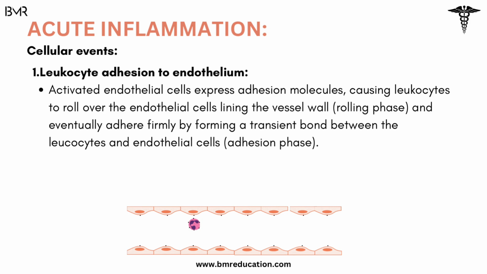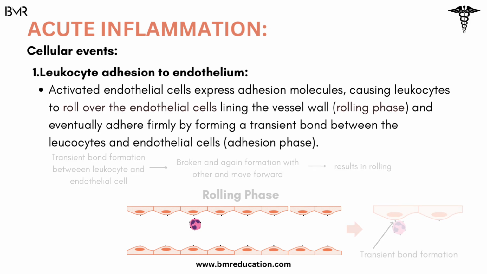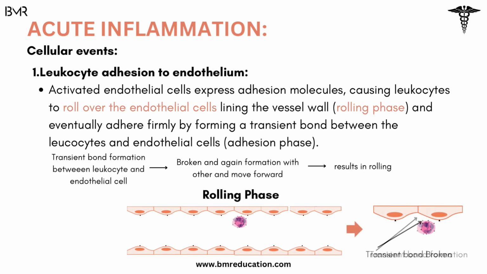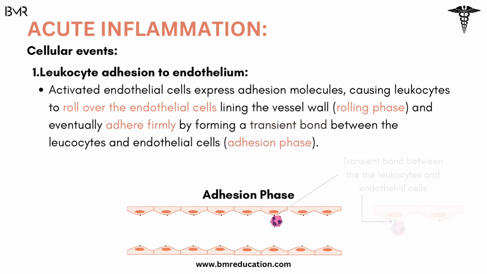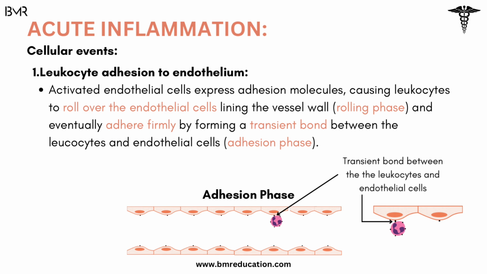Activated endothelial cells express adhesion molecules, causing leukocytes to roll over the endothelial cells lining the vessel wall, and this results in the rolling phase, and they eventually adhere firmly by forming a transient bond between the leukocytes and endothelial cells.